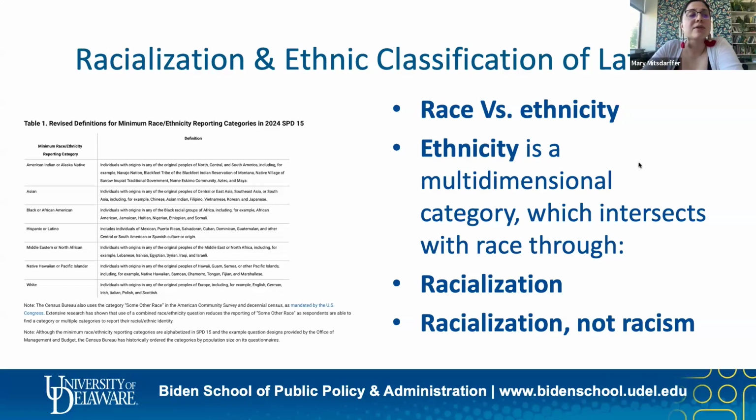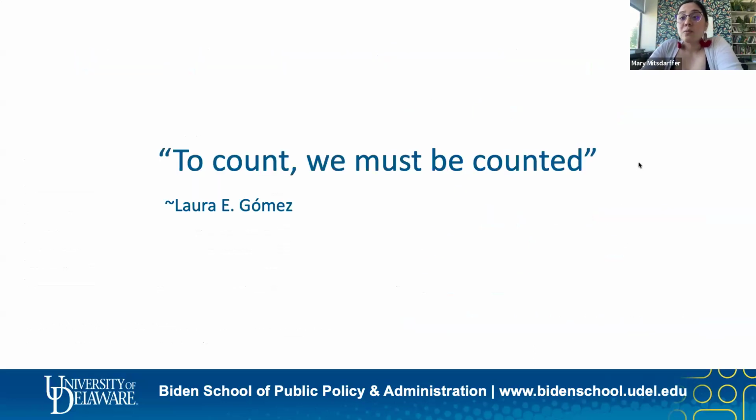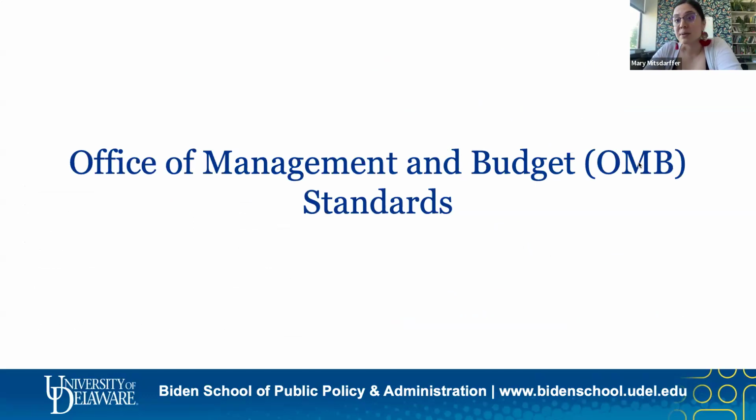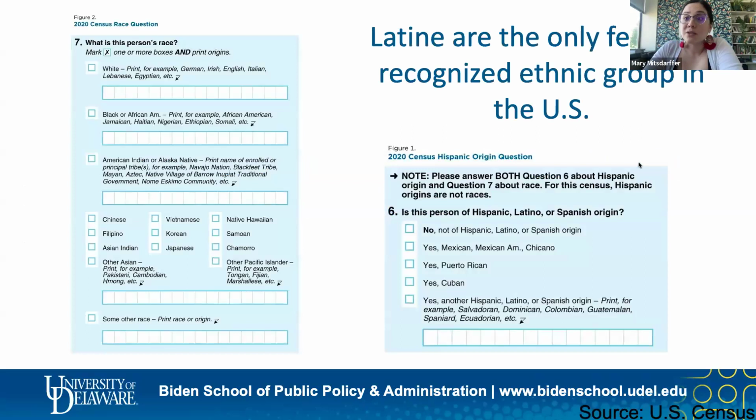And so when we're focusing on these ethno-racial disparities, we need to think about racialization as a process, not just racism. When we're focusing on racial disparities, definitely racism, because it's very phenotypically based. Laura Gomez says, to count, we must be counted. And there's so many issues with measurement right now. But a lot of measurement within the US, especially on administrative and health data, follow the Office of Management and Budget Standards. And so prior to March 28th, 2024, we used to measure folks with two questions.